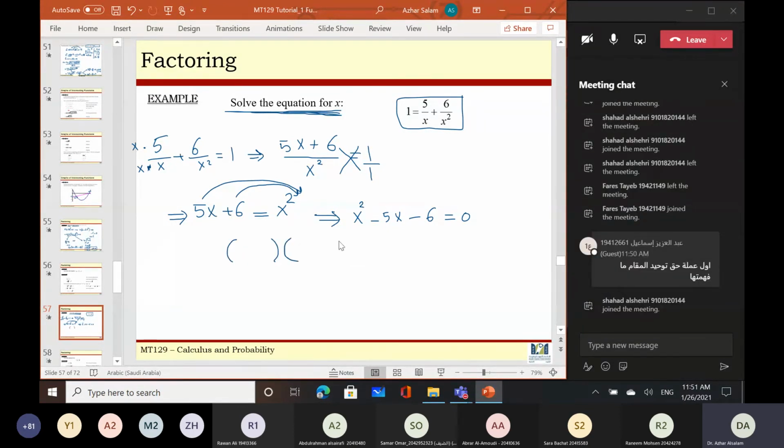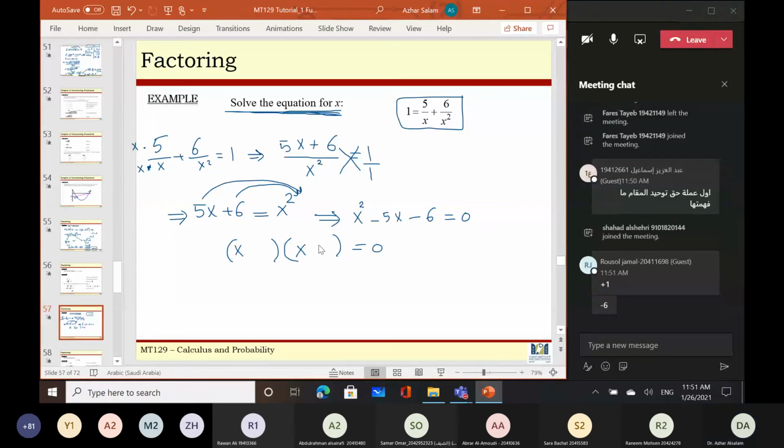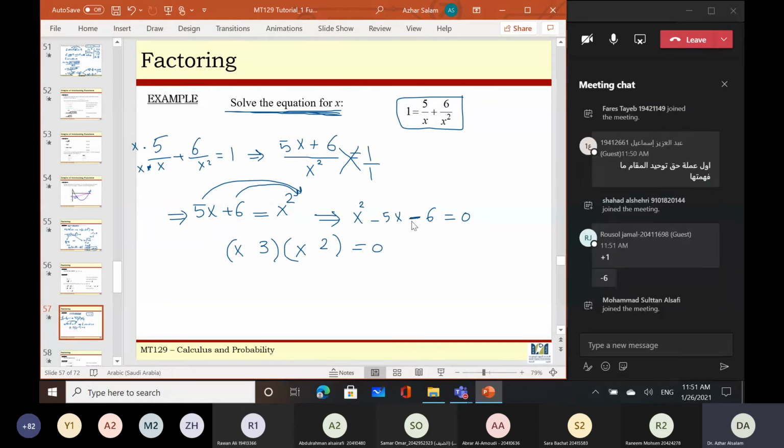أحللها، أكتب قوسين مضروبين في بعض يساوي الصفر، x and x. Two numbers multiplied together equals 6, so it will be 2 and 3. I have here minus, so it will be one of them is positive and one of them is negative.